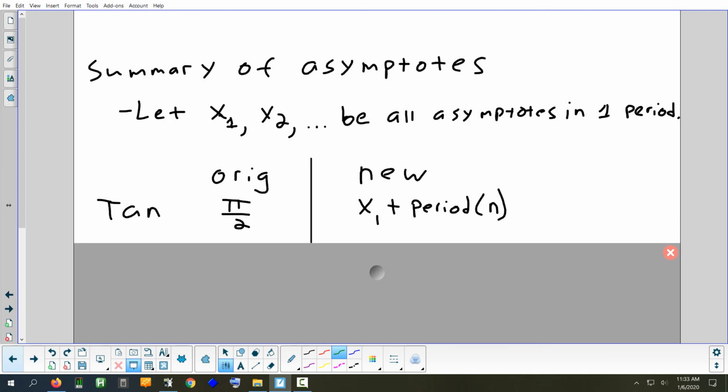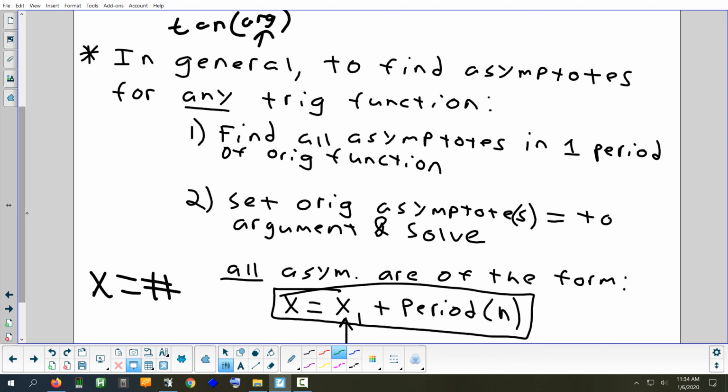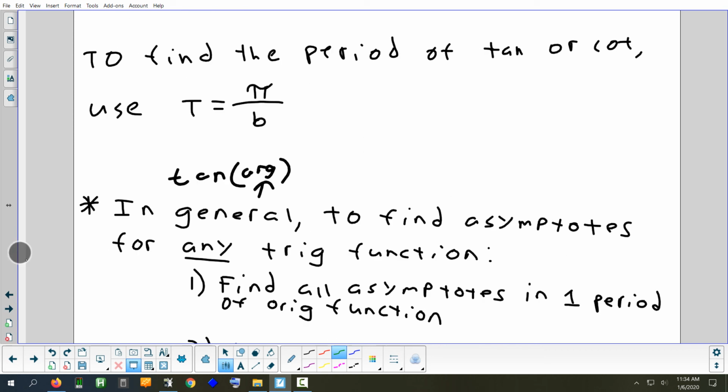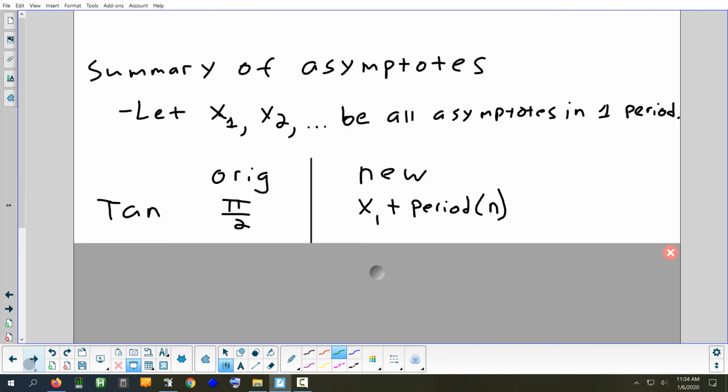First thing you have to do to be able to tell me what the asymptotes are going to be in a function if you do a transformation is this. Step 1 and step 2. Solve for the new asymptotes. I'll scroll down a little bit. This x1 that I'm circling right there, the way you find that is to do step 2. What's circled in green is what I'm talking about right there.